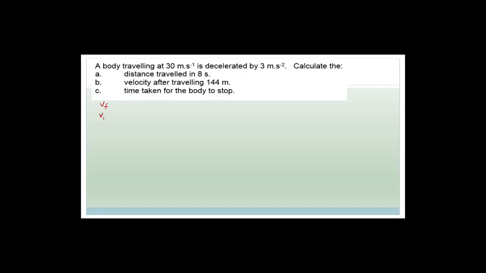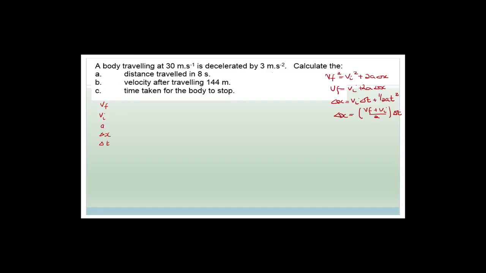We've got VF, VI, A, delta X, and delta T. So these are your variables, right? You need to write them down always, okay? On your formula sheet, you will have the equations of motion, which are VF squared is VI squared plus 2A delta X. VF is equal to VI plus A delta T. Delta X is equal to VI delta T plus a half A T squared. And delta X is equal to (VF plus VI) over 2 times delta T.